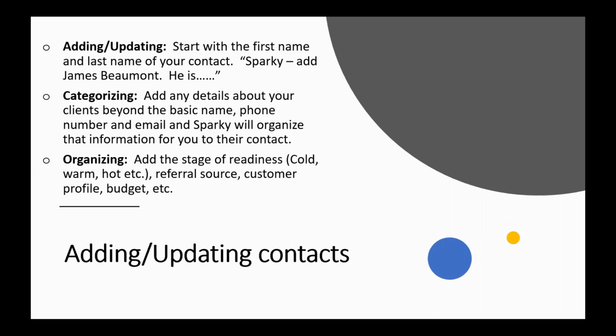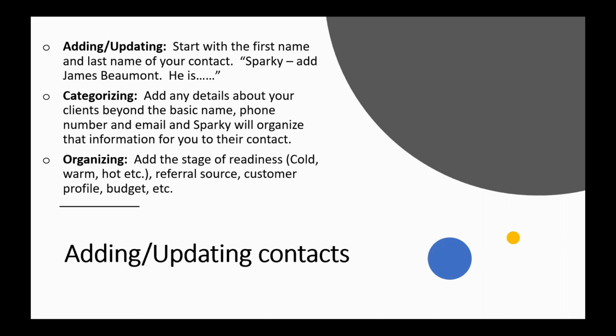So you gave Sparky a first name and a last name, and then all the other information you gave, in the example, looking to buy in the next 30 days, already got proof of financing. It would take those details and make the appropriate updates to that specific contact. So if you go into that CRM and you search for that contact, we'll have all that information stored and organized and updated there.